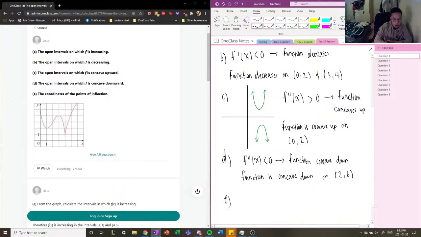All right, so now we need to talk about what a point of inflection is. Okay, so a point of inflection is a point on the graph of the function where the function changes from concave up to concave down. Okay, so that point is where the second derivative is equal to 0. Okay, x is a point of inflection.